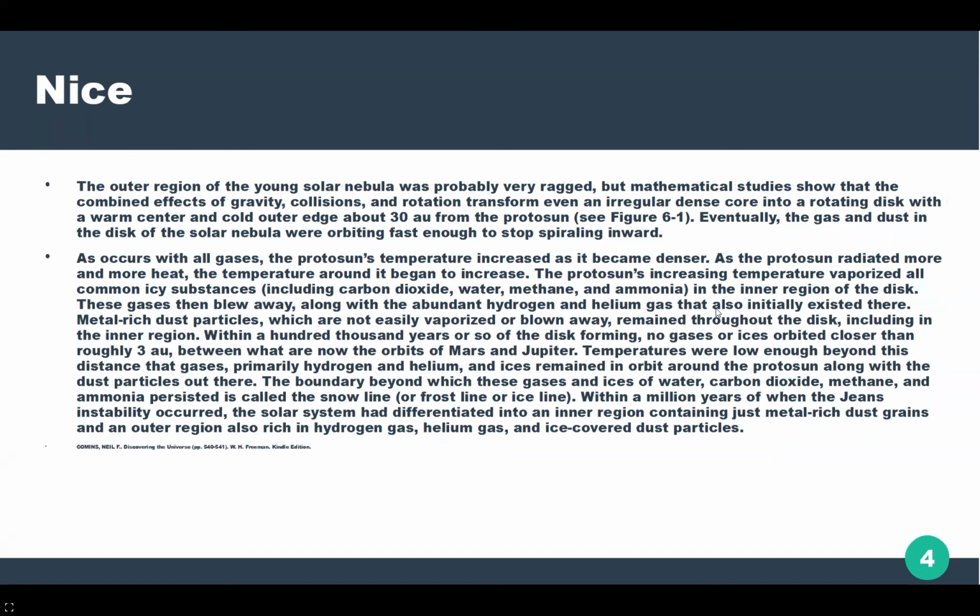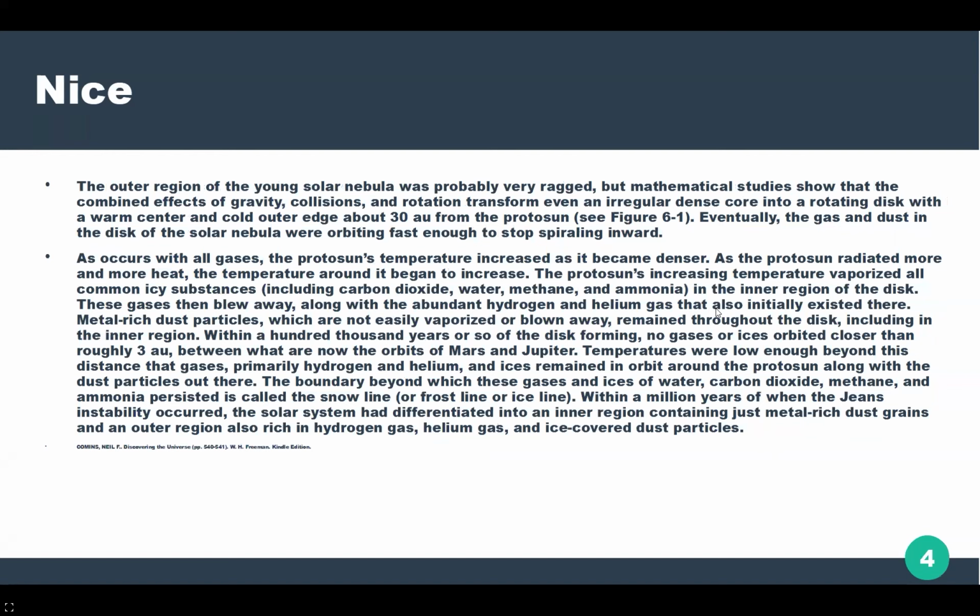As occurs with all gases, the protosun's temperature increased as it became denser. As the protosun radiated more and more heat, the temperature around it began to increase. The protosun's increasing temperature vaporized all common icy substances, including carbon dioxide, water, methane, and ammonia, in the inner region of the disk. These gases then blew away, along with the abundant hydrogen and helium gases that also existed there. Metal-rich dust particles, which are not easily vaporized or blown away, remained throughout the disk, including in the inner region.